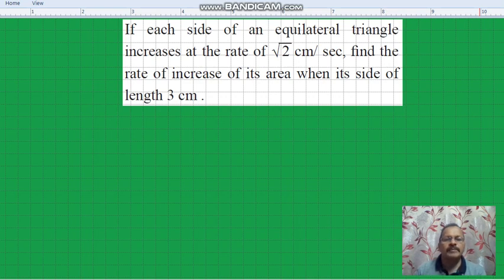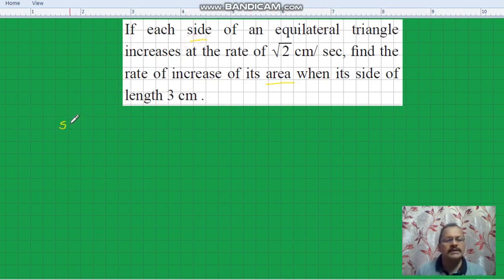The next problem is, if each side of an equilateral triangle increases at the rate of √2 centimeter per second, find the rate of increase of its area when its side is of length 3 centimeter. I have taken this problem from a book. Now here we have to write the formula for the area of an equilateral triangle in terms of its side.